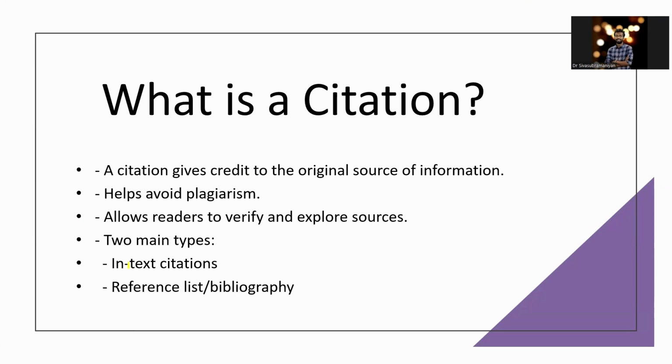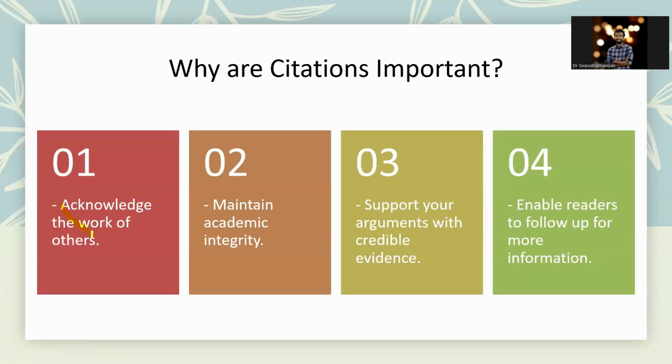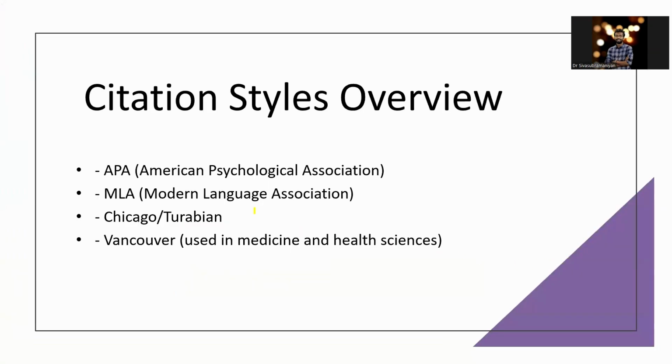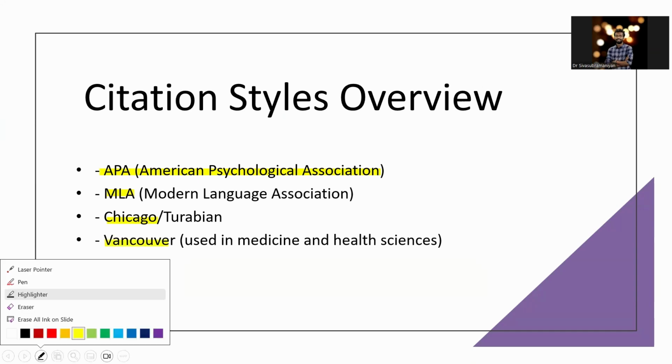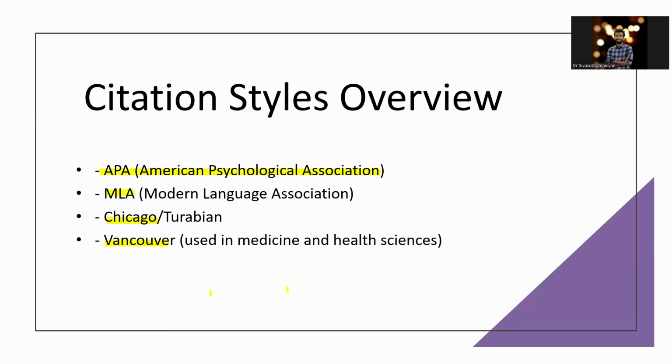Why are citations important? It is to acknowledge the work by others, to maintain academic integrity, to support your arguments with credible evidence, and to enable readers to find more information. There are various citation styles used across journals, and the common ones are APA, American Psychological Association, MLA, Modern Language Association, Chicago, and Vancouver. Among these, Vancouver is the one most commonly used in medicine and health sciences, particularly Vancouver's superscript.